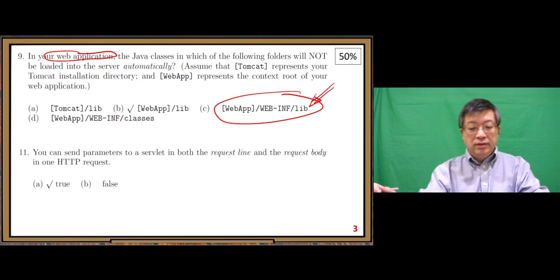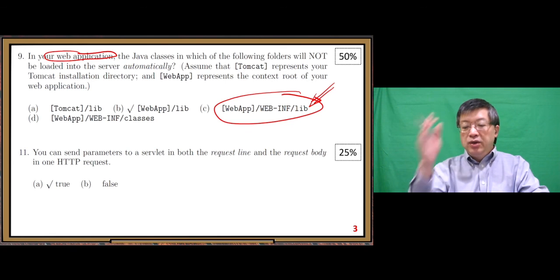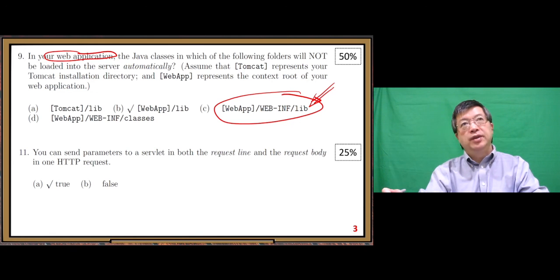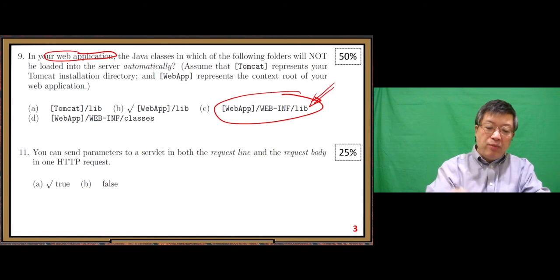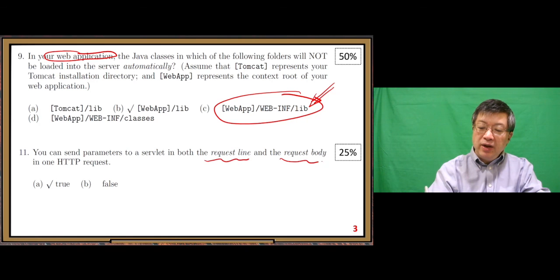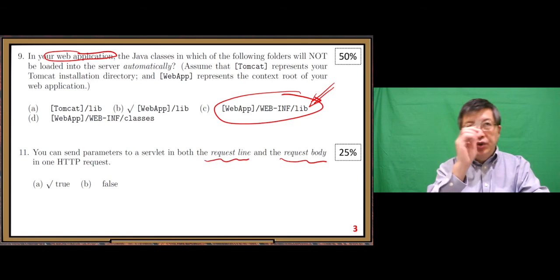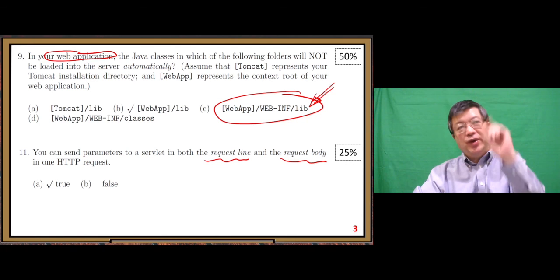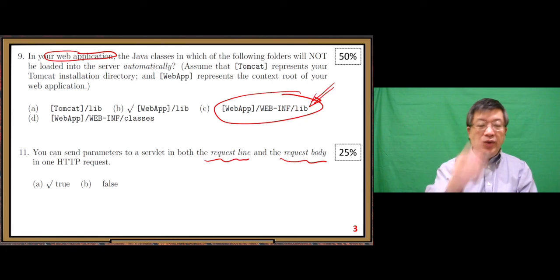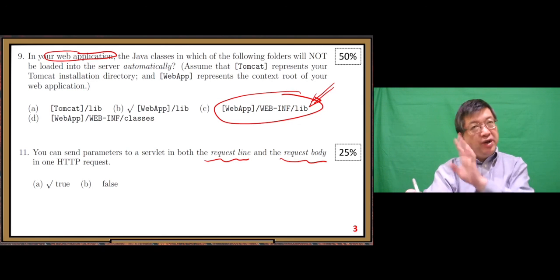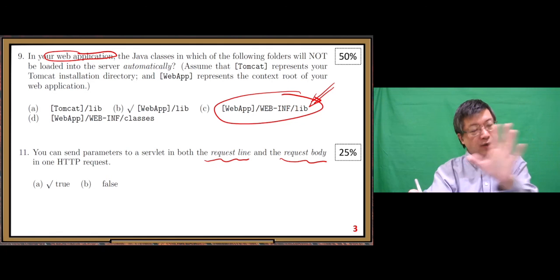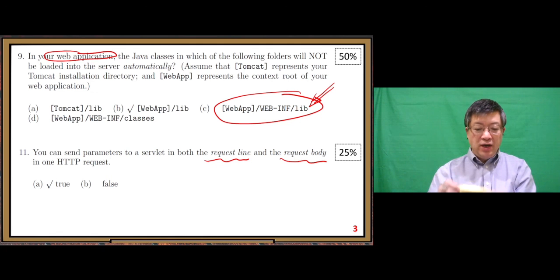Number 11. Look at the miss rate, 25%. So not too high, but 1/4. Here, when you send parameters to a servlet, you can send in both the request line and the request body. So it is true because you can do it in this way. So here, let me show you. We use that form. Now, for those 25% students, we can send in these 2 places. Here, I tell you how to send.